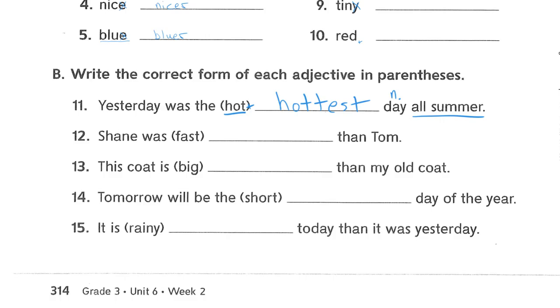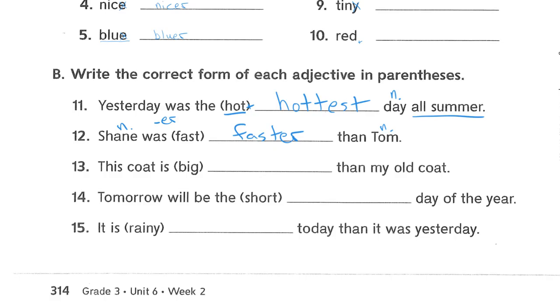Okay? I'm going to do one more with you, and then I'm going to help you get started with the next 3. Shane was blank than Tom. I have Shane. I have Tom. Those are my 2 nouns. If I'm comparing 2, then I'm going to be using ER. Okay? Fast becomes faster, and I don't have to know any special rules for this one, so I'm just going to write faster. Okay? I'm going to help you with these next 3, but I'm not going to tell you how to spell, I'm not going to tell you the answer.